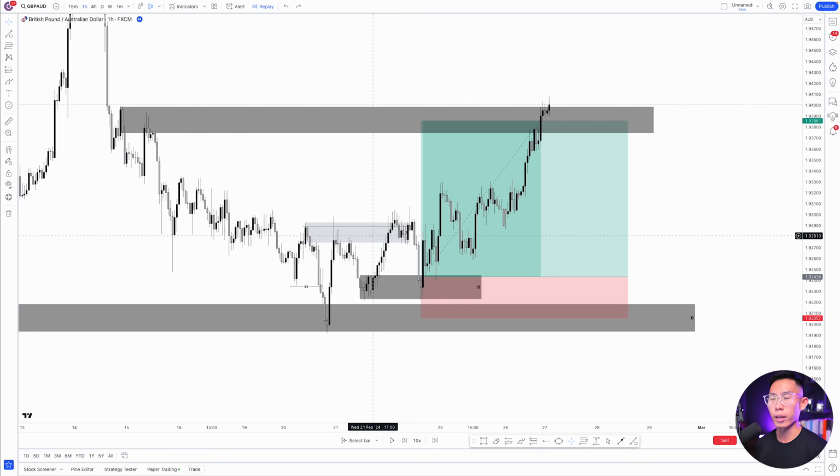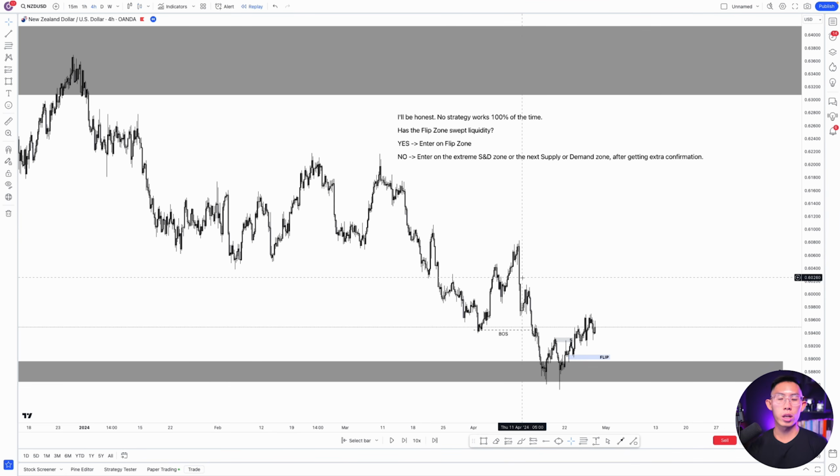That is the difficult part. It's all about patience. Patience is the name of the game. Now, I'll be very honest with you. Even though this is a high win rate trading strategy, the truth is no strategy works 100% of the time, right? This strategy will not work all the time.